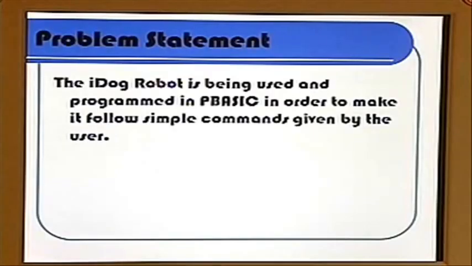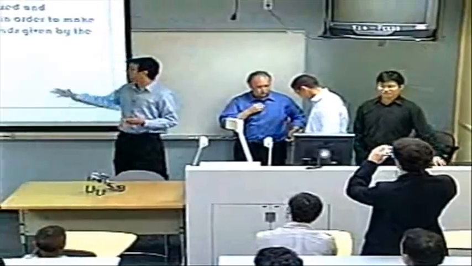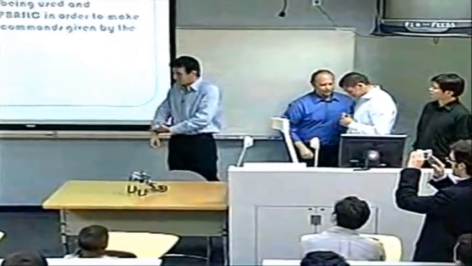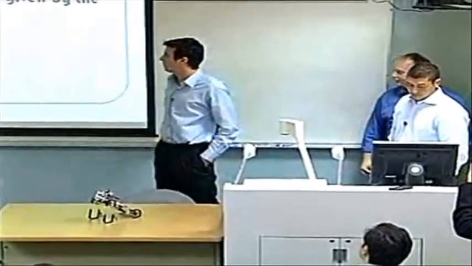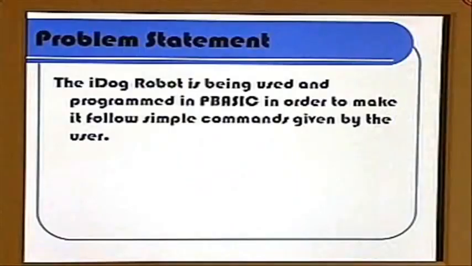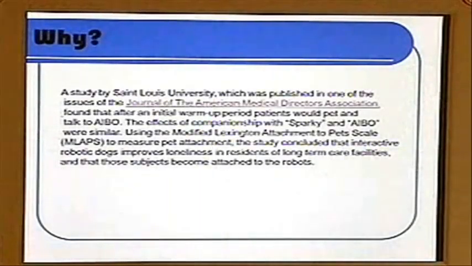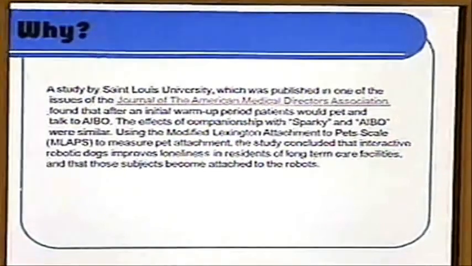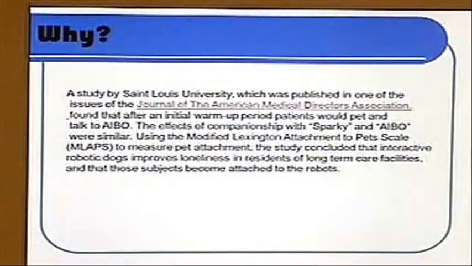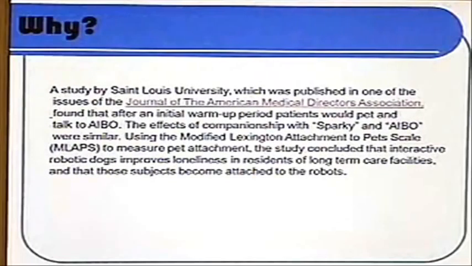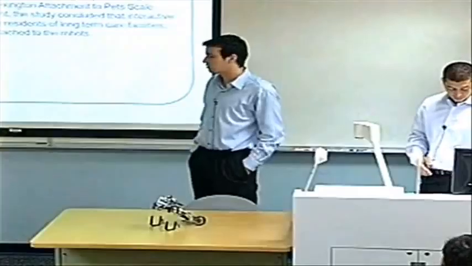Well, I'm going to talk about the problem statement for the IDog. Our mission was to program a robot using PBasic, the given Bobot starter kit, and to follow simple commands which the user gives, and it will interact with the user itself. We wanted to do this because a study at St. Louis University shows that people living in retirement homes, when they interacted with such products already on the market, had decreased loneliness. These robotic dogs give people who are reaching their terminal ages more comfort, and they were happier also.